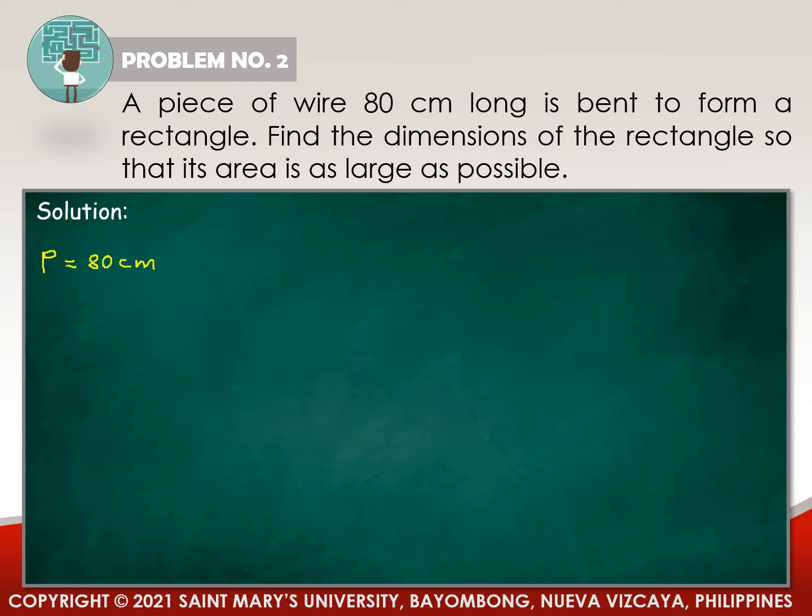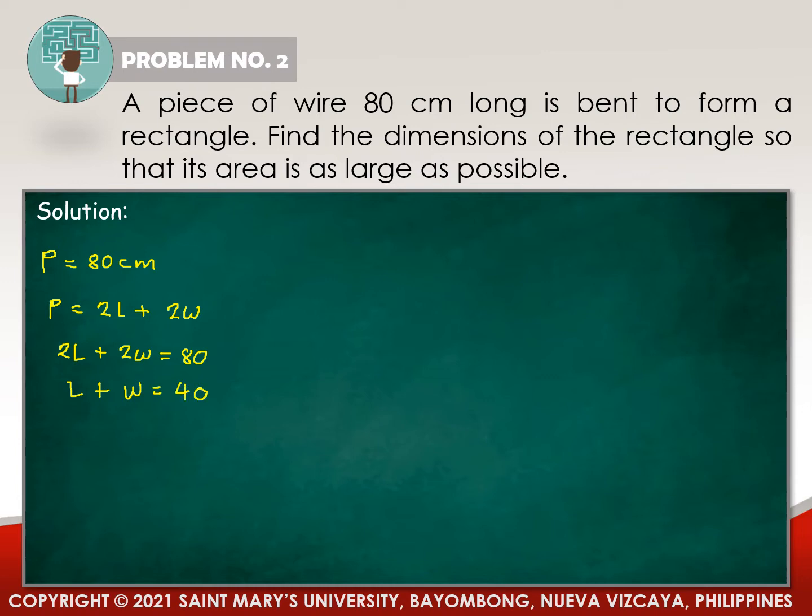Okay? So since we are talking of the rectangle, we know that the formula to find the perimeter of the rectangle is 2 times the length plus 2 times the width. And since we have the value of the perimeter, which is the length of wire, yung 80 centimeters, we can equate 2L plus 2W equals 80. Then since all the terms are divisible by 2, we can divide both sides by 2. So 2L divided by 2 is L, 2W divided by 2 is W, and 80 divided by 2 is 40.